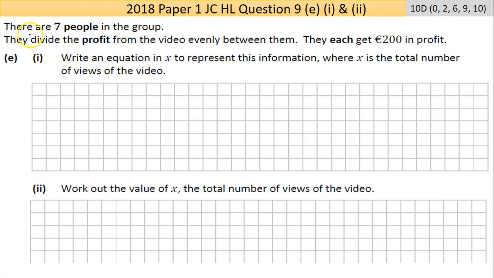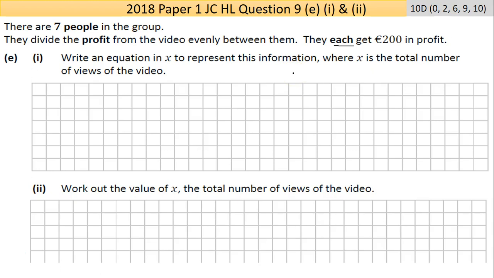So let's read through this. There are 7 people in the group. They divide the profit from the video evenly between them. They each, it's important, they each get 200 in profit. Now write an equation in X to represent this information, where X is the total number of views of the video.